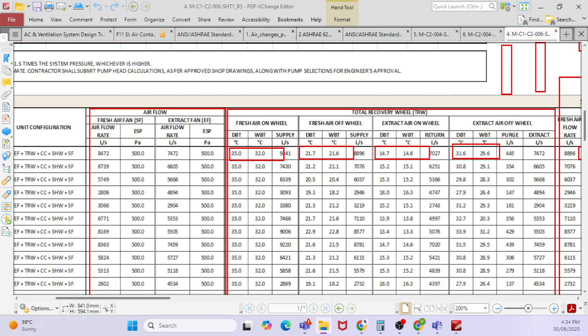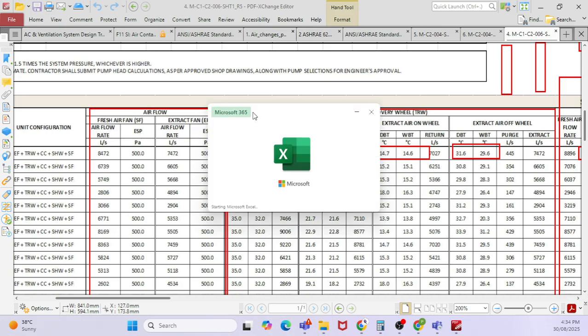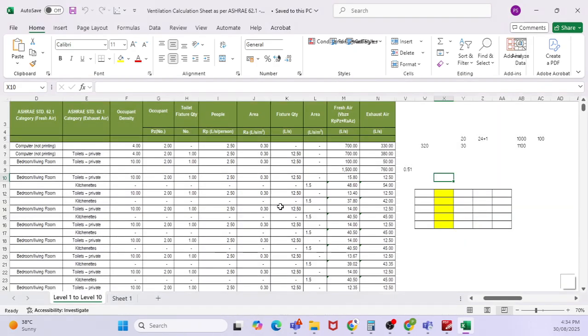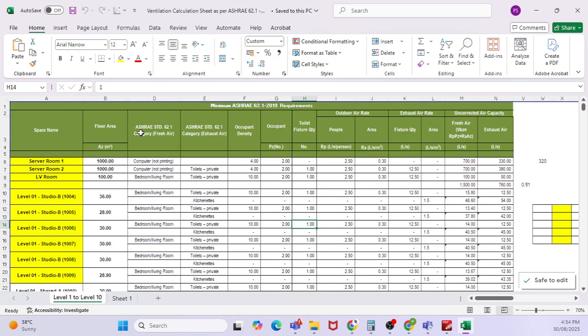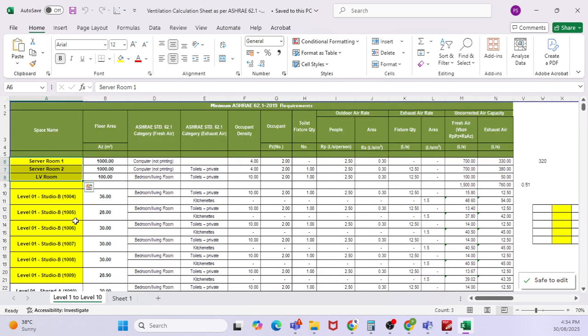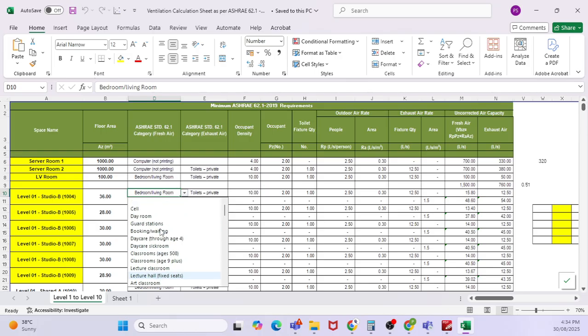There is an Excel sheet here. In this Excel sheet you can find the minimum ASHRAE requirement, which is 62.1. What you are going to calculate is for different spaces. You have different levels or spaces, and whatever the spaces, you can enter the value here. You can also enter different applications here, as per ASHRAE 62.1.